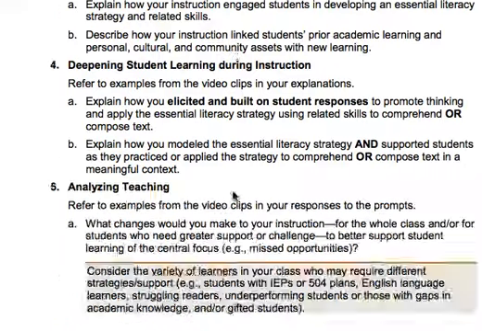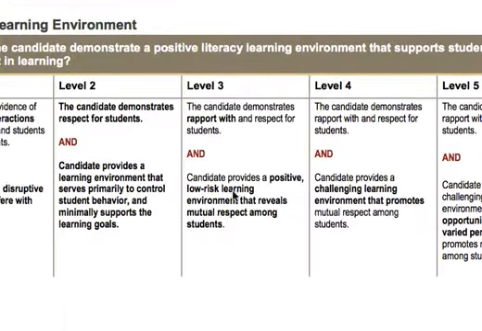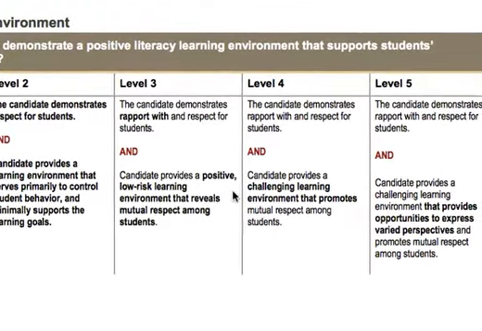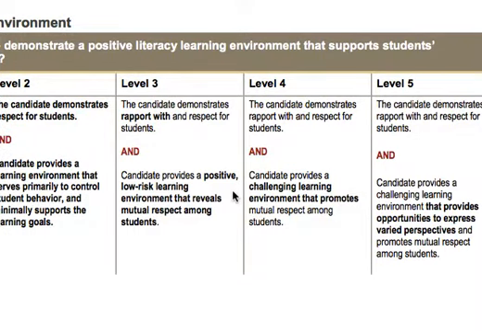So, if we go down and we look at, well, what exactly is level 3 looking like here, right? Well, the candidate demonstrates rapport with and respect for students. The question might be, what is rapport? Well, it usually means that you have a give and take relationship with your students. You like them and they like you. They respond, they're active, they're engaged. You know them by name. You might share little stories or inside jokes. They seem to be enjoying themselves.